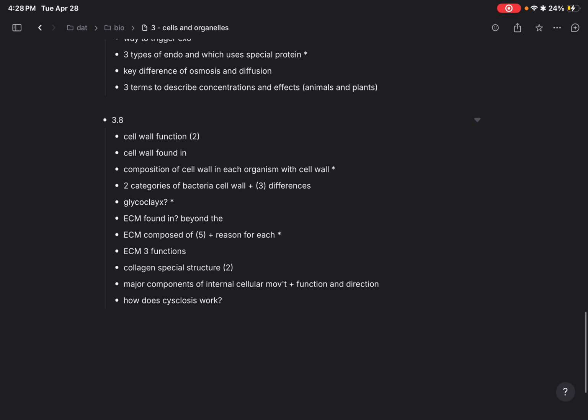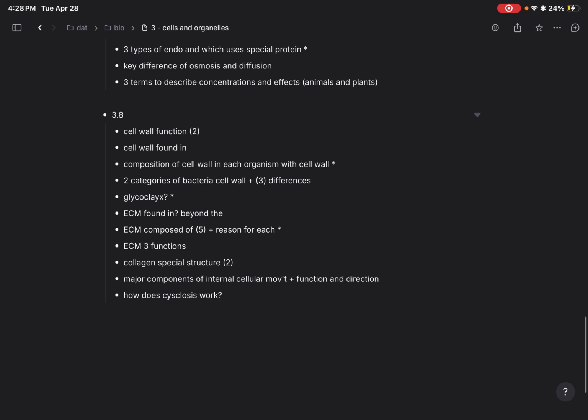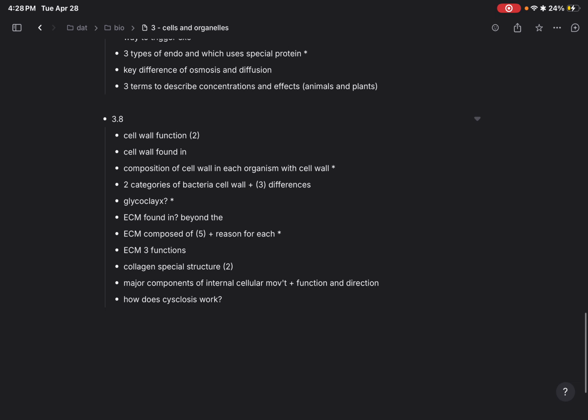Two categories, gram positive and gram negative. Positive is when it has a thick peptidoglycan layer. Negative is when it has a thin peptidoglycan layer. It also has an outer membrane, and it has lipopolysaccharides on the outside.